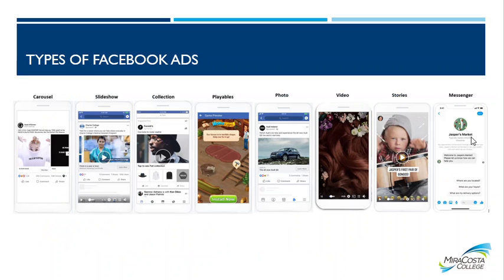So there's different types of Facebook ads these days. We have your carousel, your slideshow, collection, playables, photo, video, stories, and Messenger. So when I say you need to choose your ad format, this is what I mean. These are ad formats, the different types of Facebook ads. There's a lot now. So if you're not on Facebook, remember I've said this before, if you're maybe a different demographic or generation and you're not on Facebook, your customers are on Facebook though. So you need to know how to use it for at least business purposes, right?